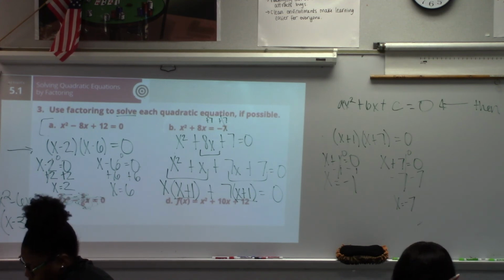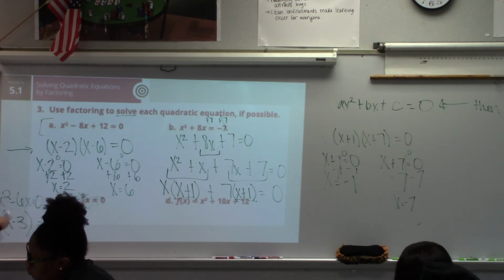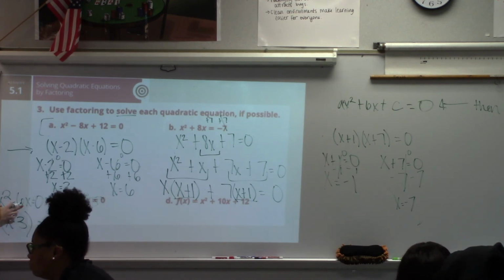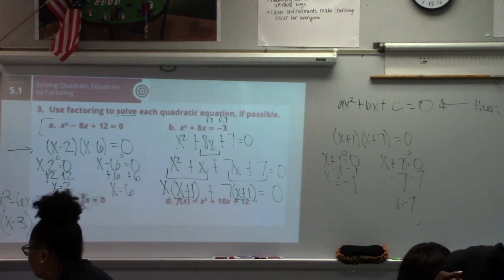Okay, so what if I wasn't sure if I factored this thing correctly? What if I wasn't sure that 2x times x minus 3 really equaled that? What can I do? Multiply it back out. 2x times x is what? And then 2x times negative 3 is, okay, so check yourself.